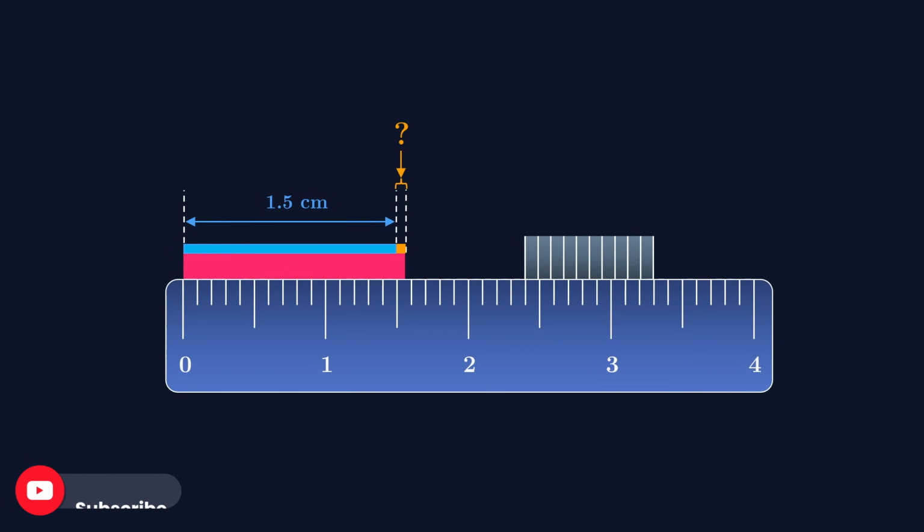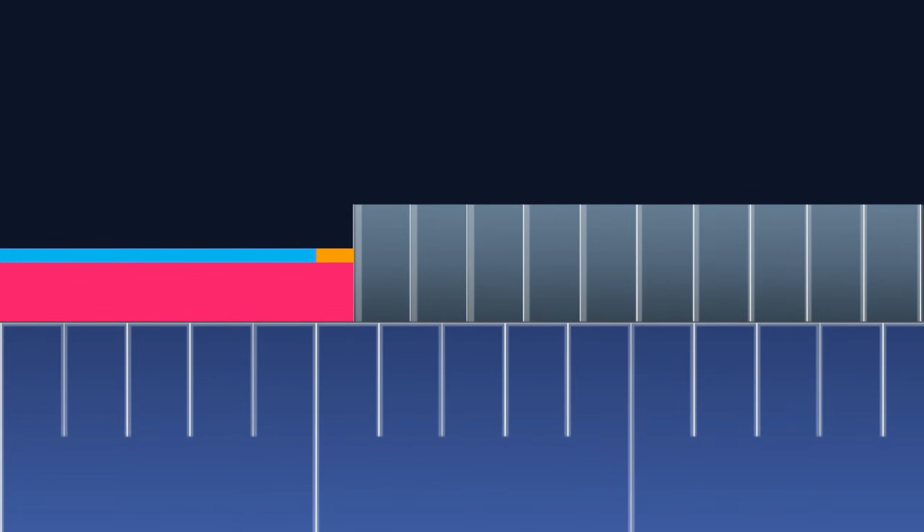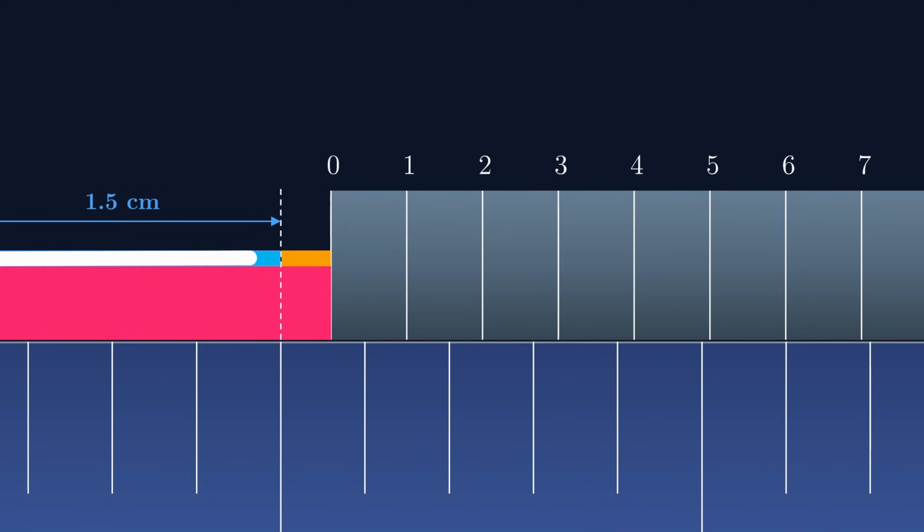Alright, let's take an actual measurement. To do this, we slide the Vernier scale until it rests firmly against the object. We already know this blue section is 1.5 centimeters long. The part we do not know is this tiny yellow section. How do we find it?